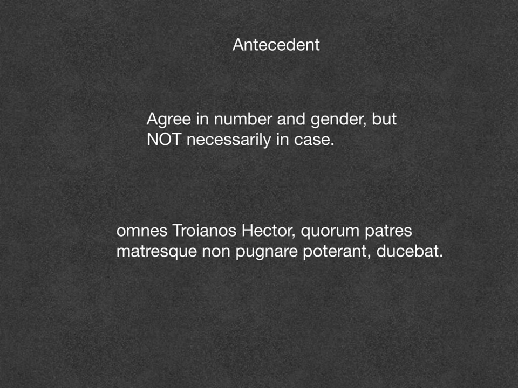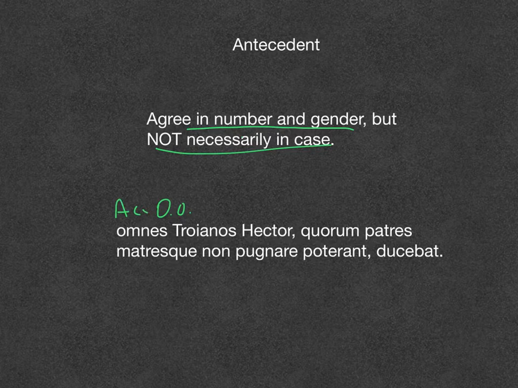It's called the antecedent. So we have antecedents that agree with their relative pronouns in number and gender, but not necessarily in case. And that's given right here in this statement: they agree in number and gender, but not necessarily in case. And so I have an example down here to see if we can figure this out. So we're going to do a quick label here.